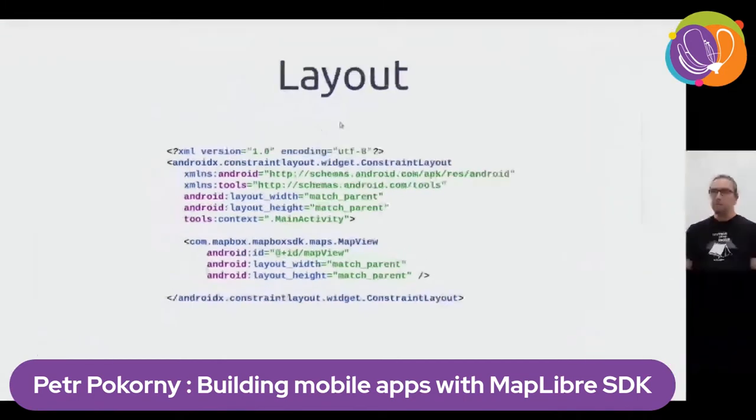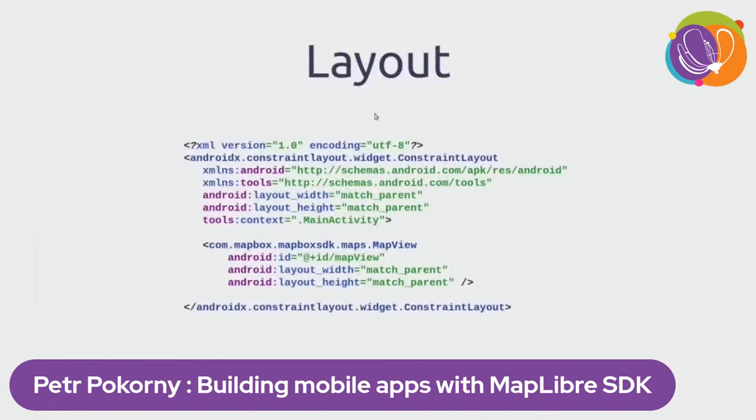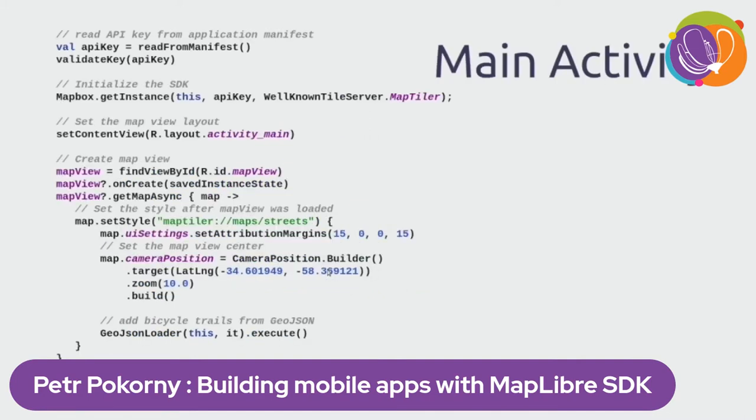The layout which we will use is very simple. It's just a simple constraint layout. You can see that there is really almost nothing there. The most important part for us is this Mapbox SDK maps MapView control. We are giving it the name MapView, and we are making it full screen, that's all. Next, we will write source code.